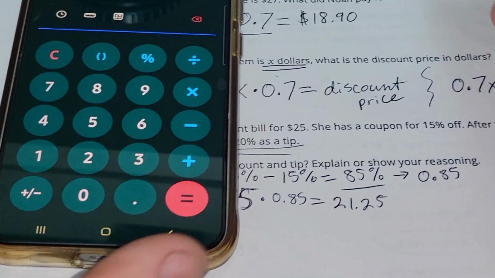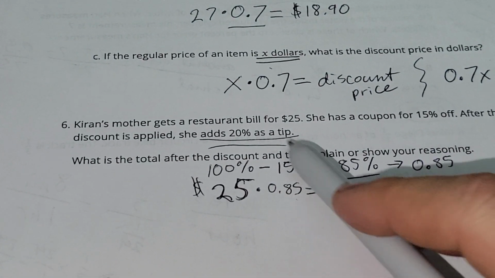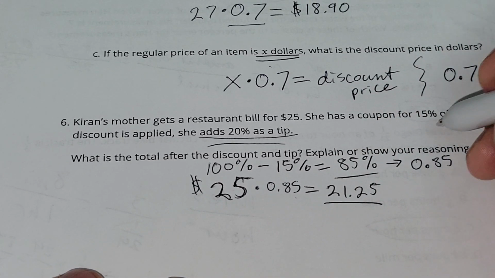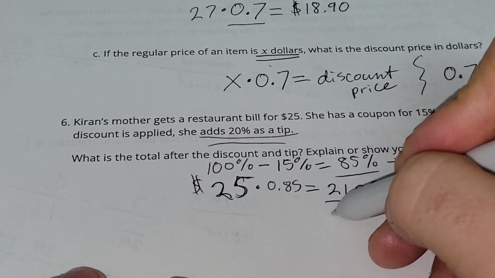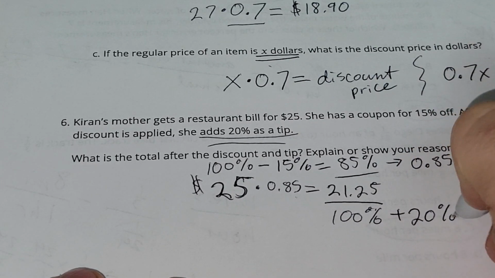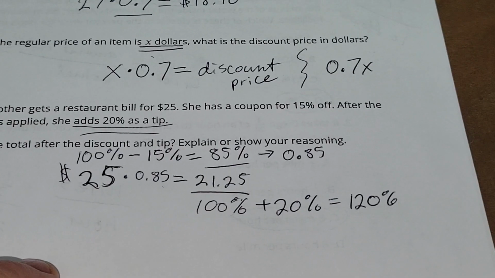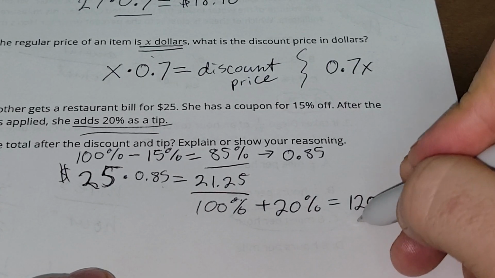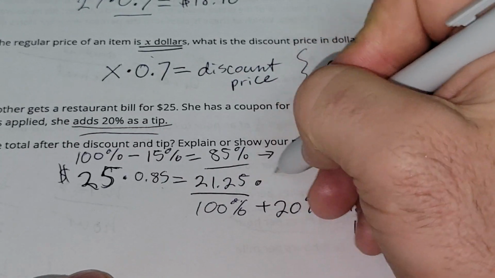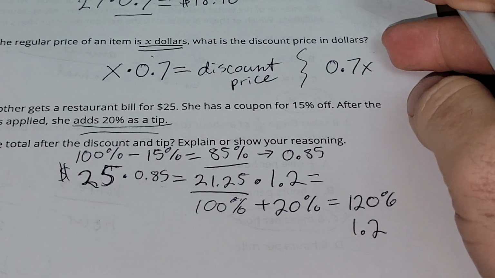Okay, so that is after my 15% discount. Now I need to add a 20% tip of this. Okay, so remember, now this is my new 100%, and I'm adding 20% tip, which is going to be 120% of the original. Okay, 120% as a decimal is 1.2. So I'm coming up here and multiplying by 1.2.